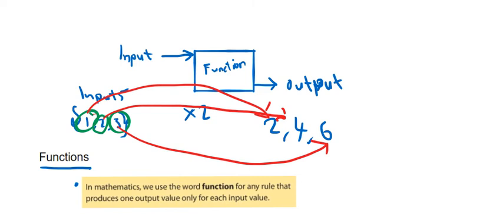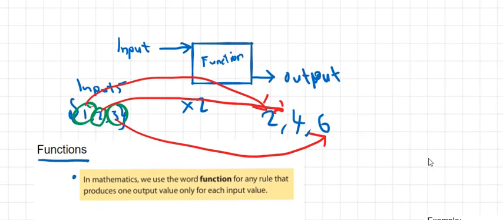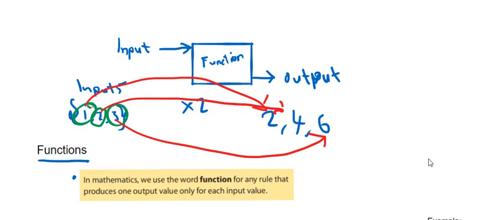So that's an example of a function. A function is just basically doing something to a number that's going to give you an output.